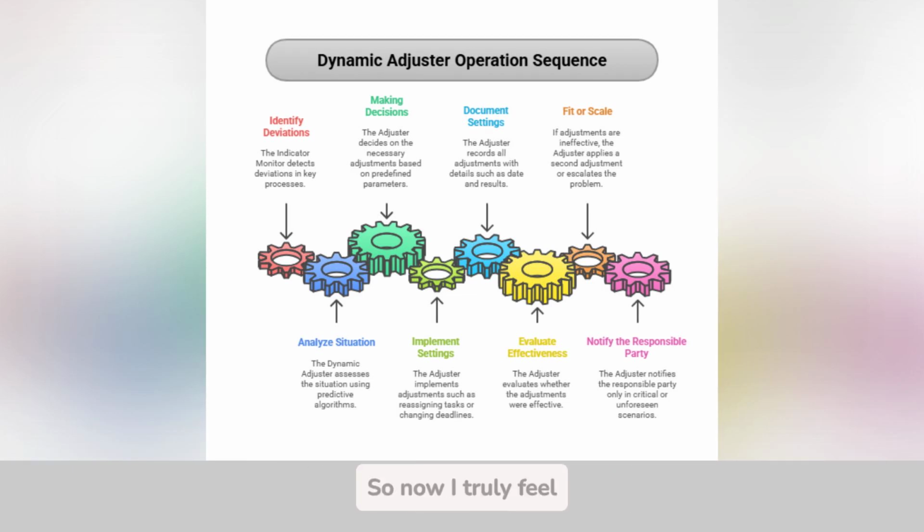Perfect. So now I truly feel supported. I have someone who designs, someone who executes, and someone who corrects. That makes a huge difference compared to any traditional structure in the company. Exactly. You have the intelligence that observes, acts, and learns.